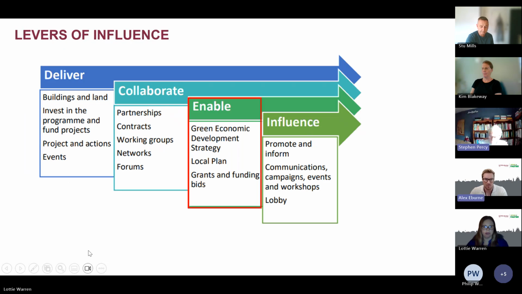Now, within our action plan, we recognise that there's several levers of influence or areas of action that the council can take. And we can, for example, directly deliver projects across our buildings and land. And we're doing a lot of that through things like our solar PV programme, investing in solar assets across our buildings. We also recognise the value we can play in helping to collaborate and foster partnerships and working groups, and also influencing and using our comms to promote and inform and encourage behaviour change. But one of the areas we want to highlight as part of this is our role in enabling and developing the strategies which enable the kind of change that we need.